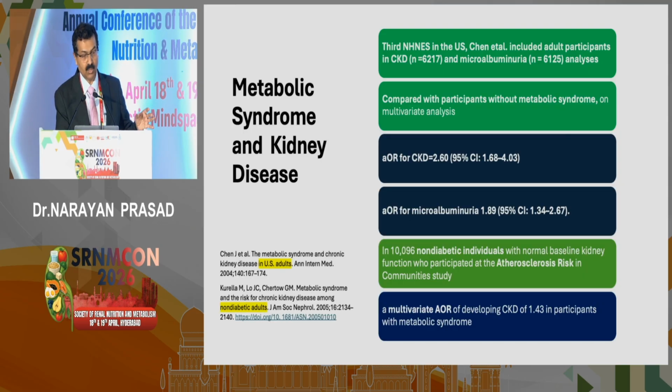Metabolic syndrome and kidney disease: in two different studies, the third NHANES study compared those who do not have metabolic syndrome, and the adjusted odds ratio for developing CKD was 2.6 and the adjusted odds ratio for microalbuminuria was 1.89. In another non-diabetic cohort that was followed, the adjusted odds ratio on multivariate analysis for developing metabolic syndrome in CKD patients was 1.43.